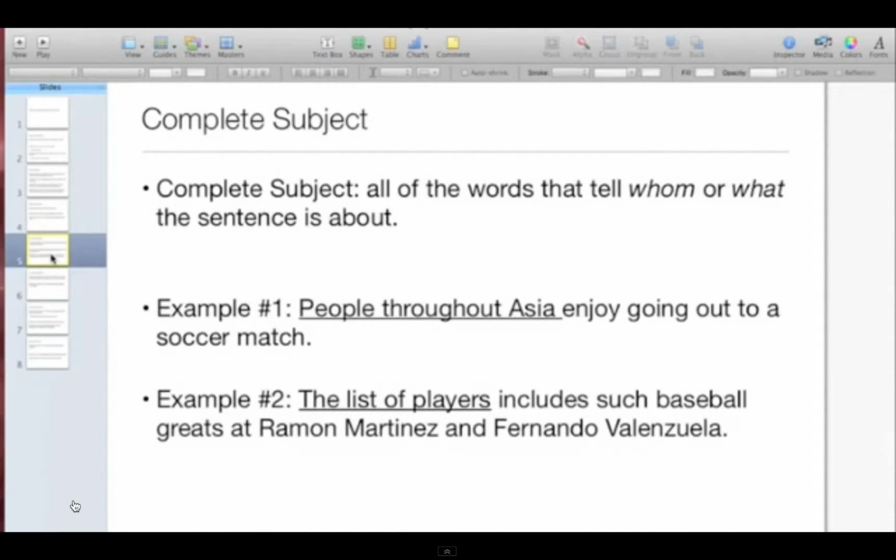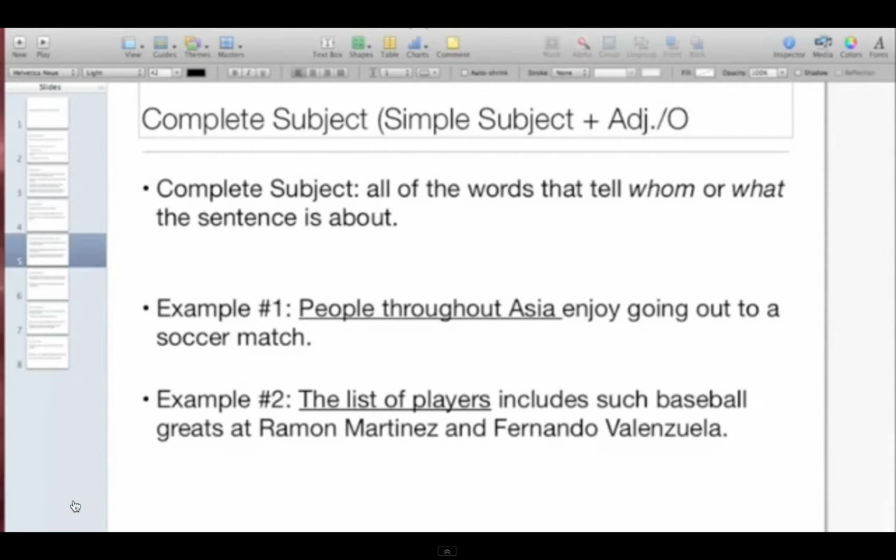Complete subject. Complete subject is all of the words that tell whom or what the sentence is about. For a complete subject, we get to identify the simple subject plus all of the adjectives or objects. Okay? So example number 1. People throughout Asia enjoy going out to a soccer match.